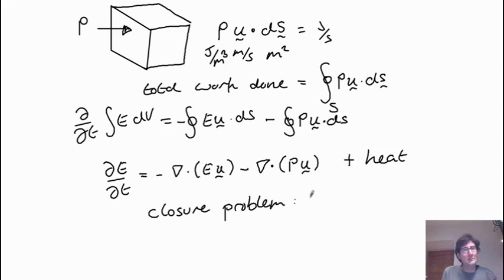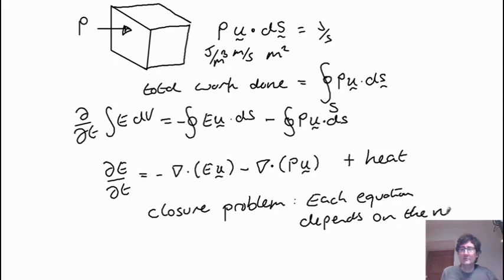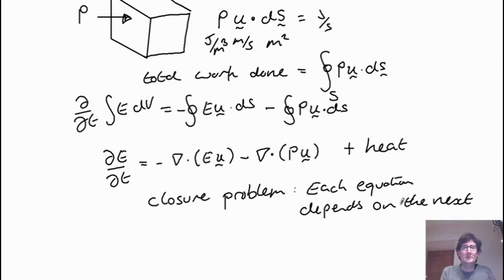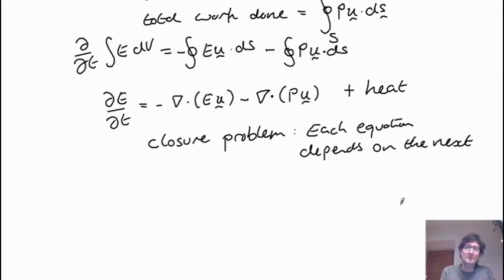Each equation depends on the next. So the equation for the mass density depends on the momentum, which depends on the energy, which depends on the heat flux, and the heat flux depends on things that don't have a name, but it keeps going on and on.